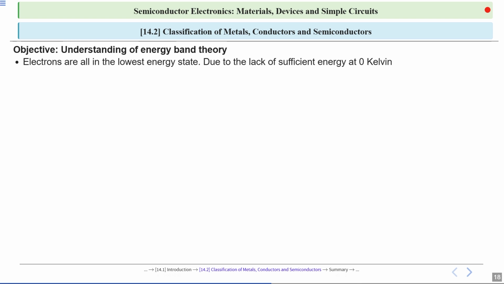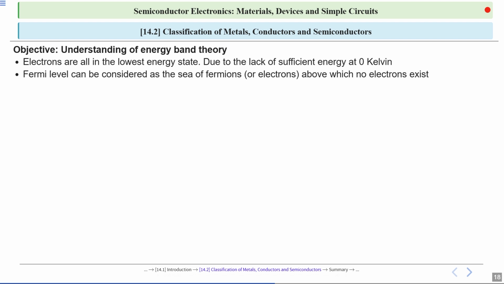At absolute zero, all electrons occupy the lowest possible energy level called the ground state. This happens because there's no thermal energy left to excite them. Without any energy input, electrons can't move to higher energy levels. The Fermi level is like the highest energy level that electrons can occupy at absolute zero temperature. It represents the boundary between filled and empty energy states. In a material, electrons fill all energy levels up to the Fermi level.